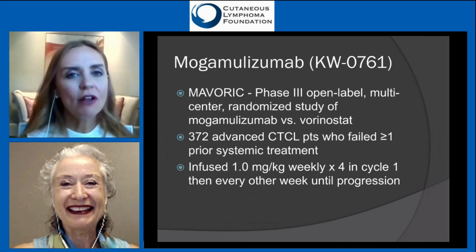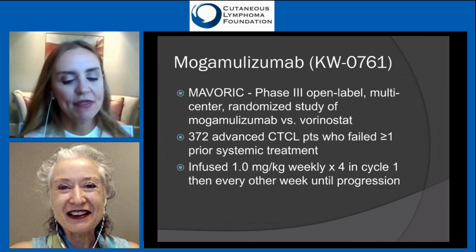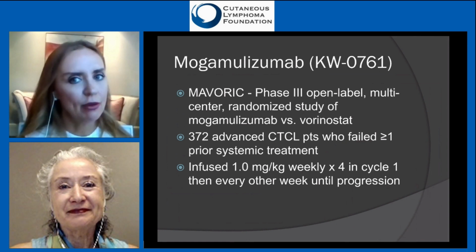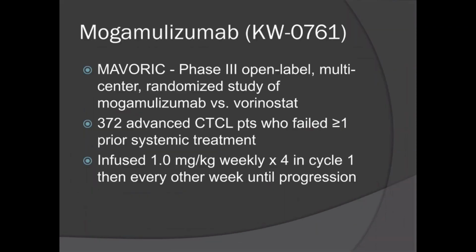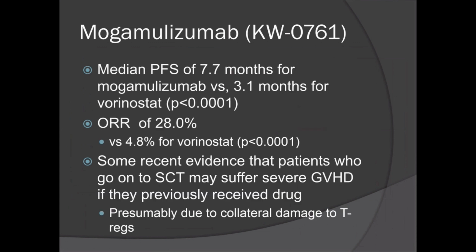Right, and I'll go over where we stand with that, but they're really right on the cusp of it being available in pharmacies. But basically the major study, the phase 3 study, involved 372 advanced stage disease patients who had failed at least one prior systemic therapy. This drug was infused through an IV weekly for 4 doses in cycle 1, and then every other week from there. The overall response rate was 28%, which is pretty good.